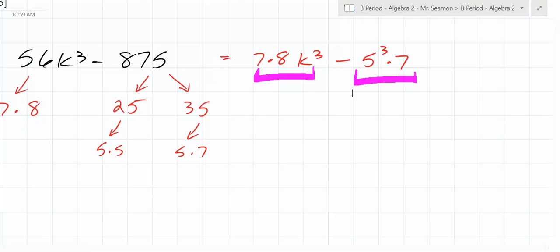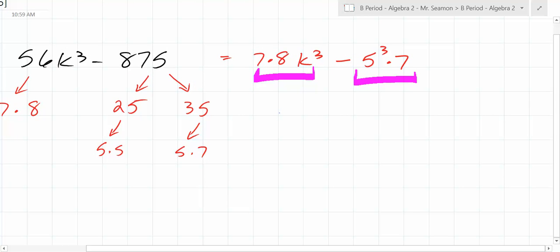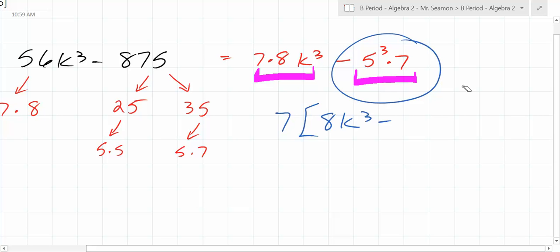7. If you factor, you can now find something that you can pull out. So it's 7 times what? 8k cubed minus what? Kids, I'm not asking you a deep question here. If you take a 7 away from that, what are you left with? 5 cubed. All right, I heard you. I want to see if I could hear other people. Good. We have now factored. We're not done yet.